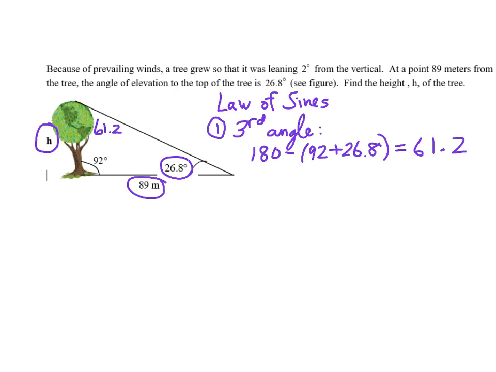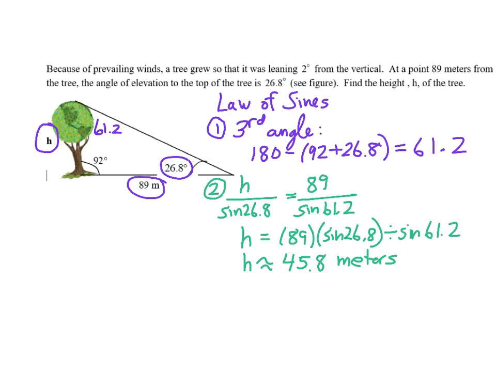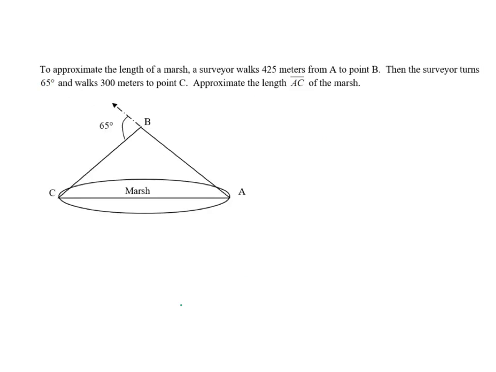Now we're ready to use the law of sines. So we have h over its opposite angle sine equals 89 over its opposite angle sine, and then we do the math and we end up with 45.8 meters. Don't forget to use units for these. Here's another word problem. See if you can hit pause and make a decision whether it's law of sines or law of cosines.